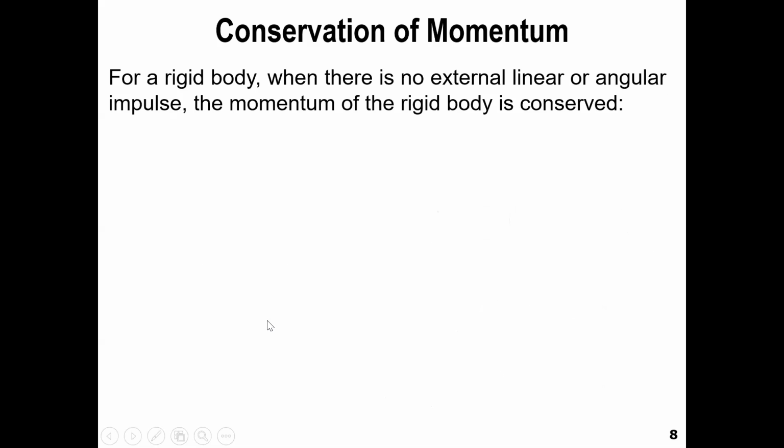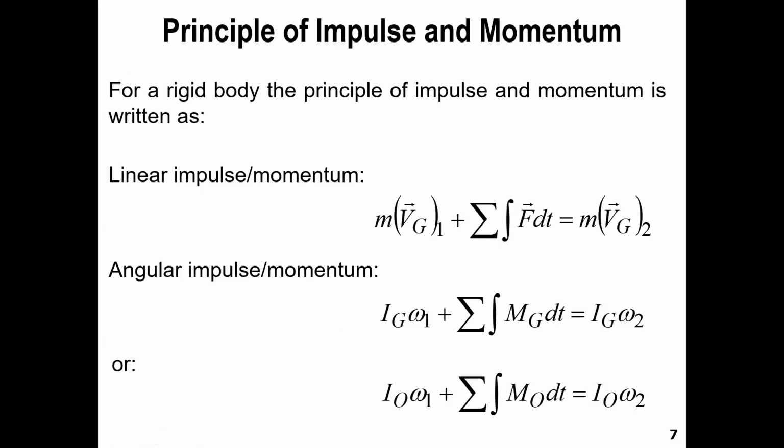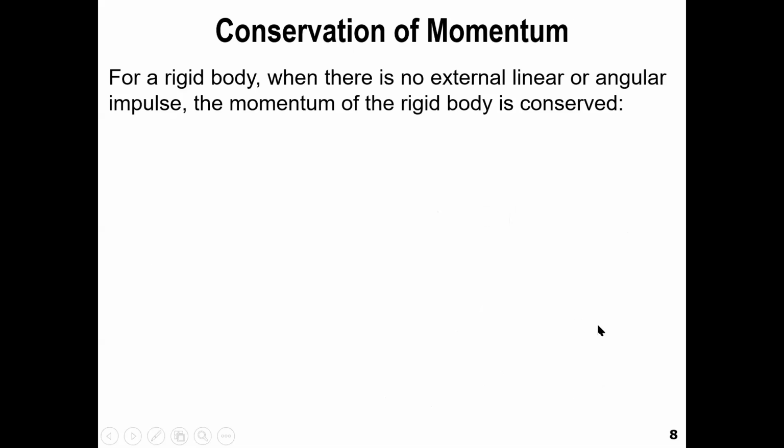Now, if you consider the same footsteps that we went through in chapter 15, after establishing the impulse momentum relation, we talked about the case of what if there's no external impulse. If there's no impulse, the initial and final momentum will be the same. We can say this for linear momentum, and we can say this for angular momentum.